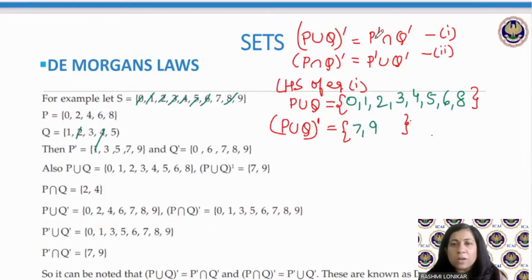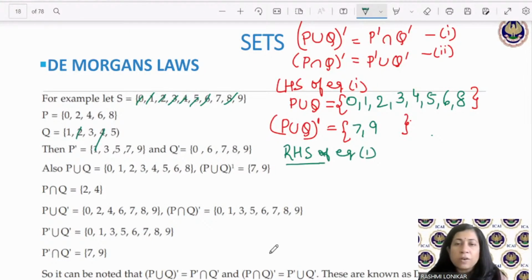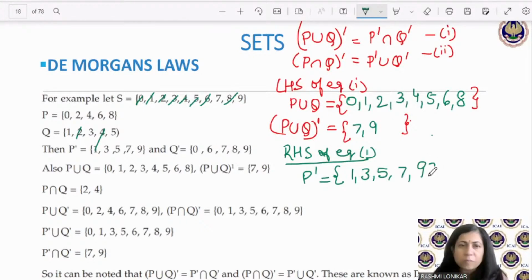Okay. Now let us see the RHS of equation 1. First I need to find P dash. What is P dash? P dash is all the elements in the universal set which are not present in P. So P contains 0, 2, 4, 6, 8. So what are the elements here? 1, 3, 5, 7, and 9.